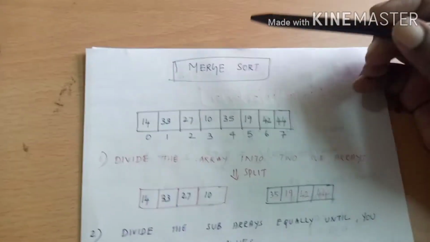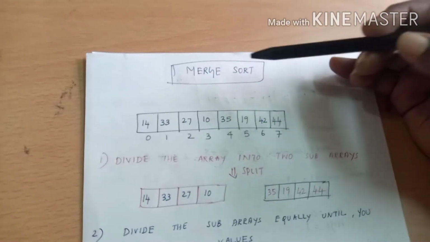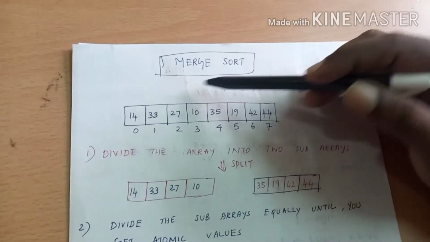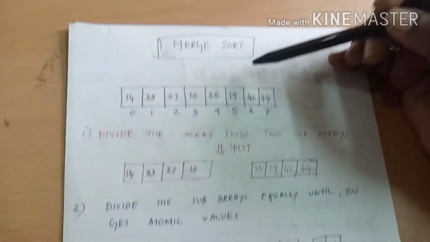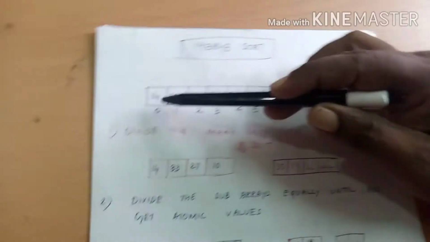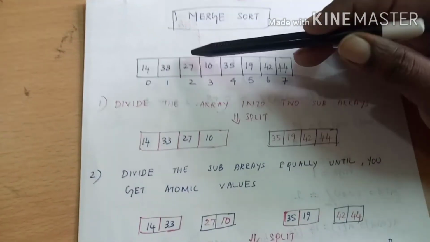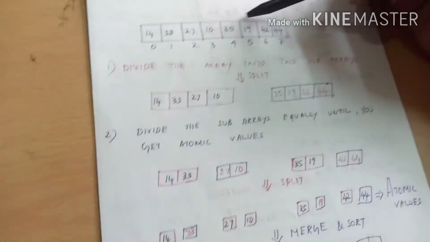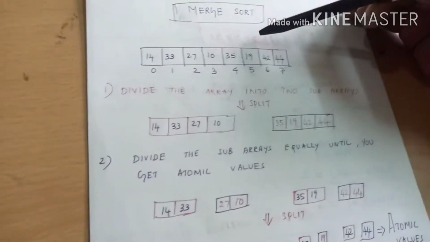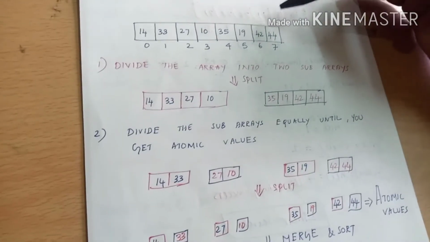Okay, let's start our discussion with merge sort. As I said in my introduction, merge sort is an algorithm meant for sorting a large quantity of numbers. Now here is the example. We have 8 numbers, indexed 0, 1, 2, and so on. We are going to have 8 unsorted numbers: 14, 33, 27, 10, and so on, up to 42 and 44. Let us see how we can use the merge sort algorithm to sort this set of 8 unordered numbers.